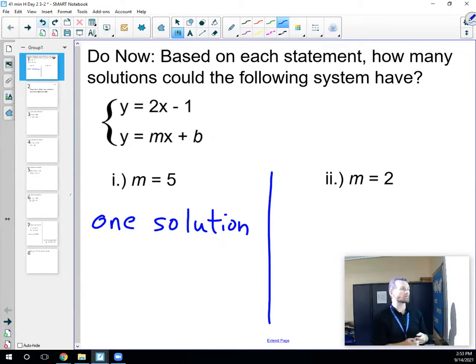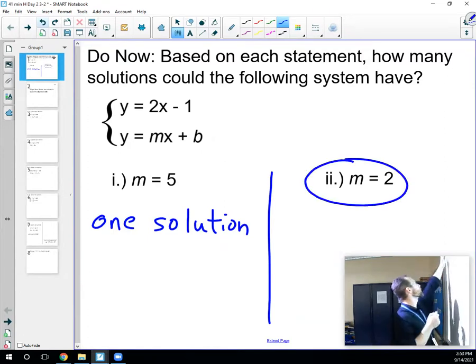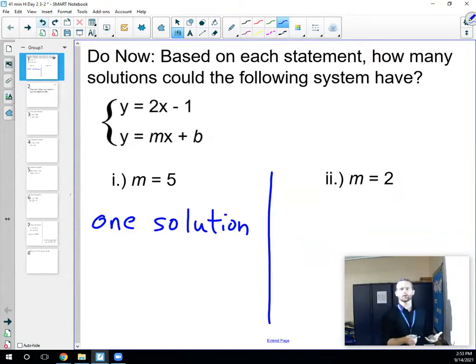Now we move on to number 2. The second situation, what if this m value was 2? What if this slope was 2? Well, then the two slopes would be the same. Both of these lines would have a slope of 2. Now, let's think about this. If they have the same slope, they could be parallel, but they don't have to be parallel. They could also be right on top of each other. They could be coinciding lines.